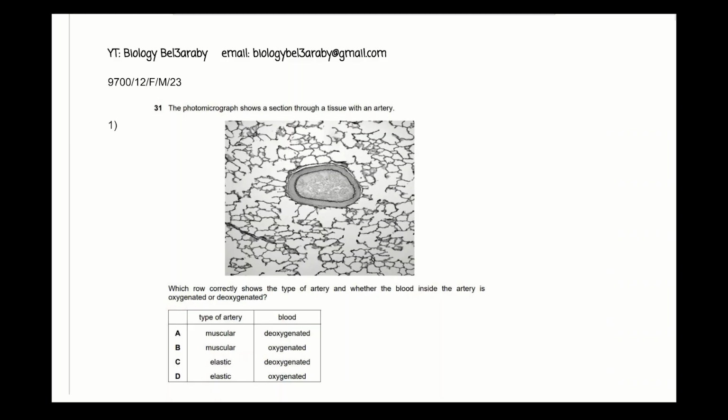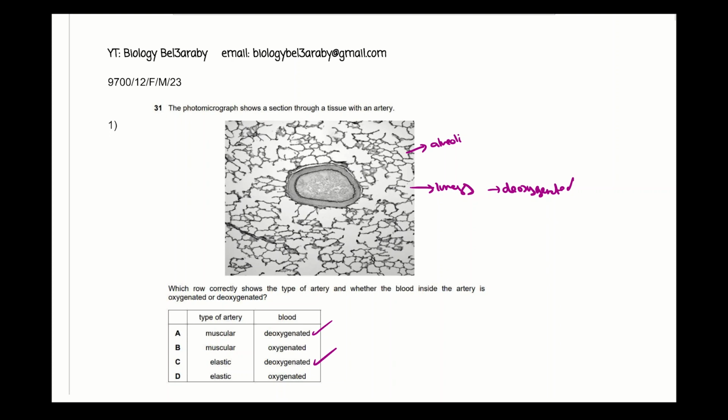Question number 1. The photomicrograph shows a section through a tissue with an artery. Which row correctly shows the type of artery and whether the blood inside the artery is oxygenated or deoxygenated? First of all, you must notice that the area around this artery is actually the alveoli. Therefore, we are now in the lungs. And you must know that the pulmonary artery carries deoxygenated blood. Therefore, the blood is going to be deoxygenated.